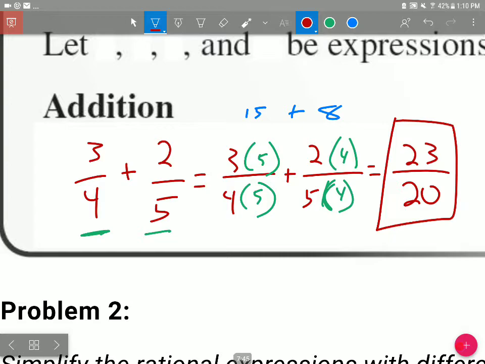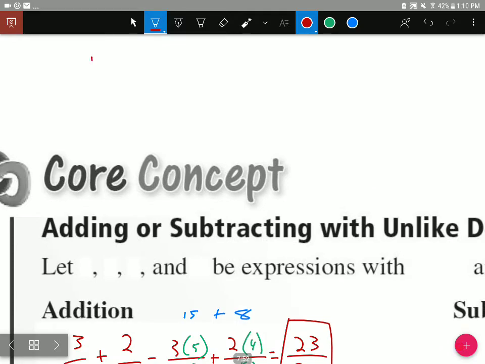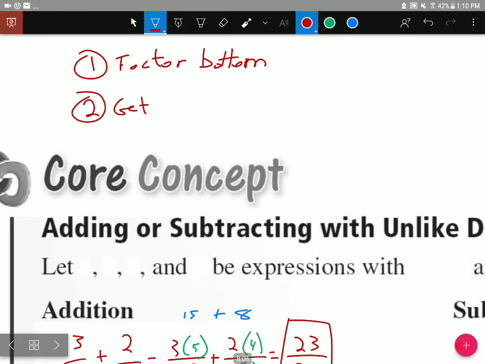We're going to do the same type of thing, but with binomials. So I'm going to give you a list of goals. Goal number 1: factor the bottom. Factor the denominator. Step number 2: get a common denominator. That's goal number 2.